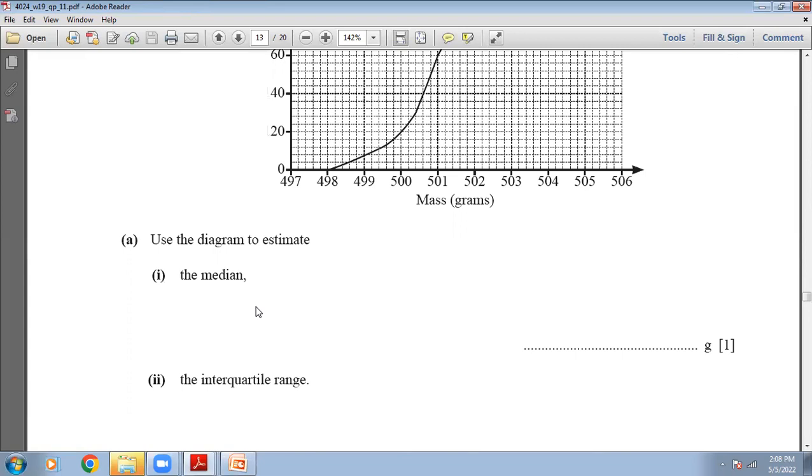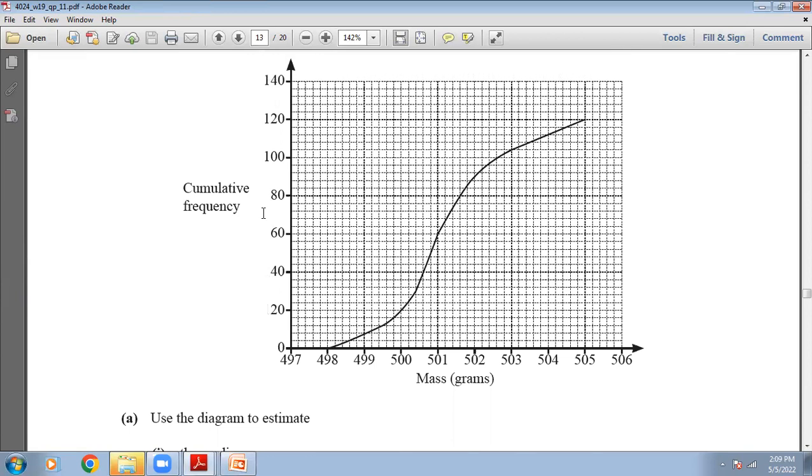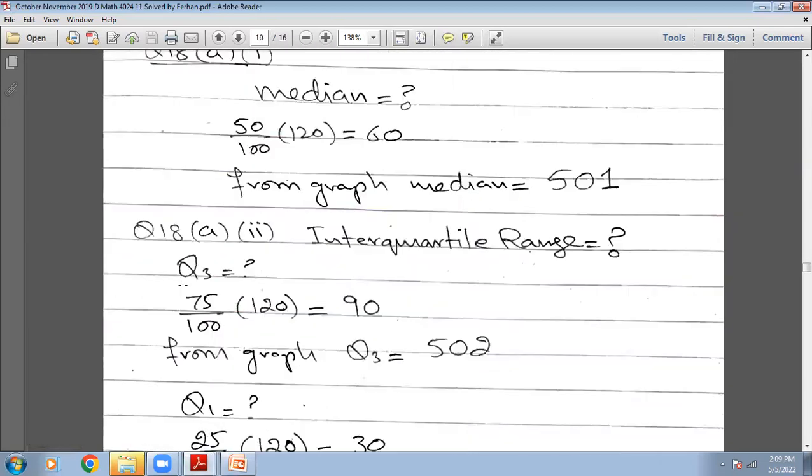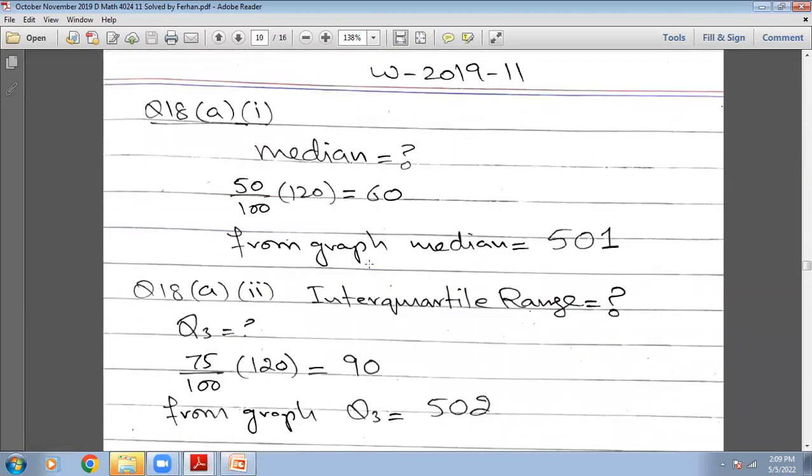The first question is to find the median. If you want to find the median, you take 50% of this cumulative 120. 50% of the 120 will be 60. So you check 60 on the y-axis. From here, draw a straight line to the graph, and when it cuts the cumulative frequency curve, check the value of x below that point. It's 501. So the median will be 501.